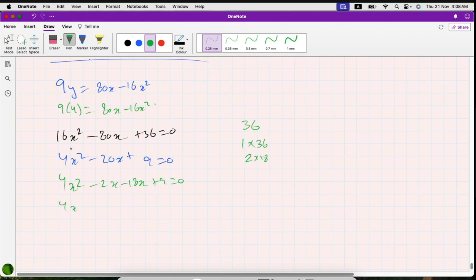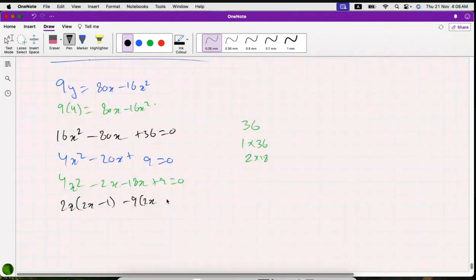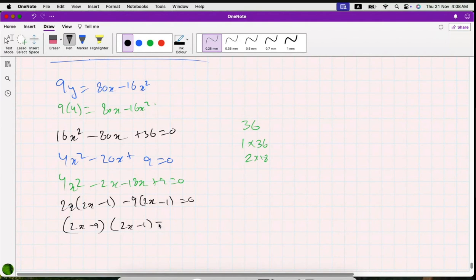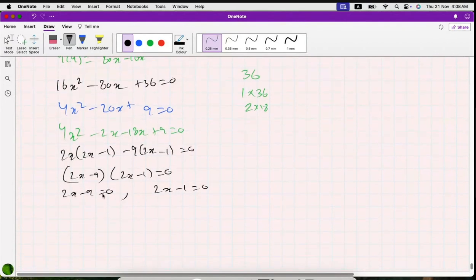We take out 2x as common, so I'm left with 2x minus 1, and minus 9 common, so 2x minus 1. So it is 2x minus 9 into 2x minus 1. So 2x minus 1 equals 0 and 2x minus 9 equals 0. So we get 2x equals 9, x equals 9 by 2, and 2x equals 1, x equals 1 by 2.